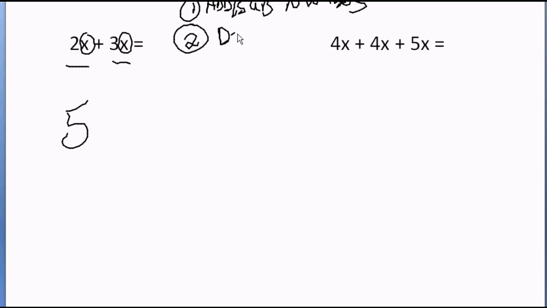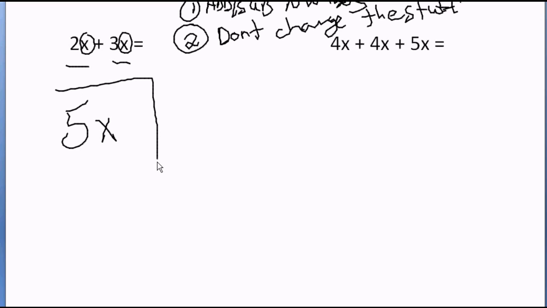Step 2. Don't change the stuff after the numbers. The stuff is x. Don't change it. A lot of people want to put a square on there or something like that. That's only when you're multiplying. When you're adding, you don't change the stuff after the numbers. So let's try the next problem.